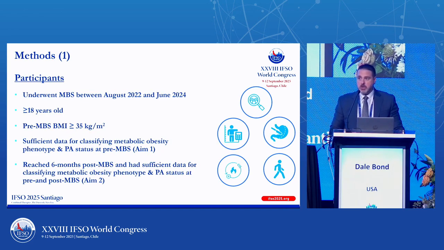Our participants were from our prospective database at Hartford Hospital. They underwent surgery between August 2022 and June 2024. They were all adults, and they had to have a BMI of at least 35. They also had to have sufficient data for classifying the phenotypes as well as PA status at pre-surgery. And for our aim number 2, they also had to have reached 6 months post-surgery and then had sufficient data for both the obesity phenotypes and physical activity status at both time points.